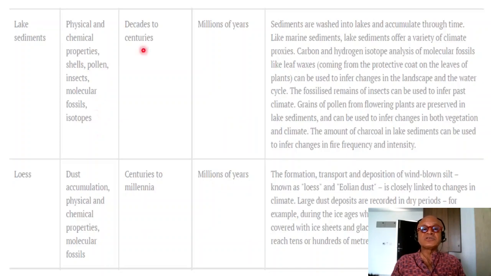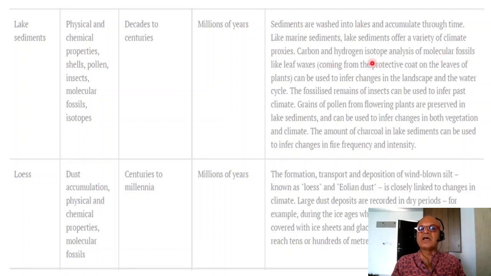Okay, lake sediments: physical and chemical properties, shells, pollen, insects, molecular fossils, and isotopes. Decades to centuries is the time scale, and periods of millions of years depending on how long a natural lake remains. Sediments are washed into the lakes and accumulate through time. Like marine sediments, lake sediments offer a variety of climate proxies.